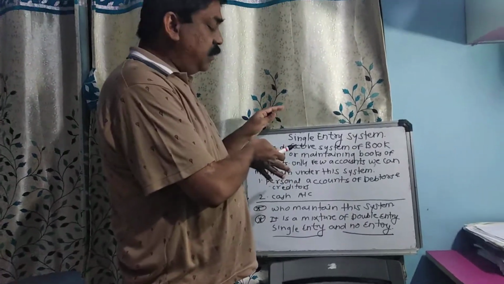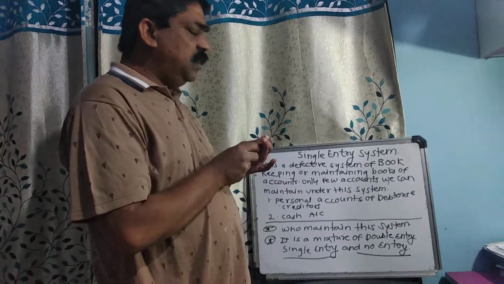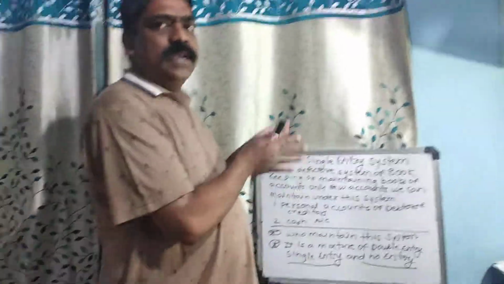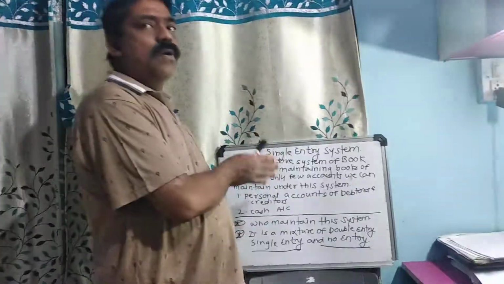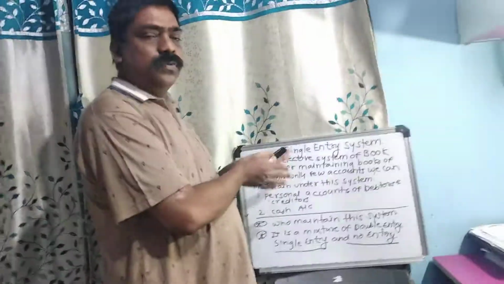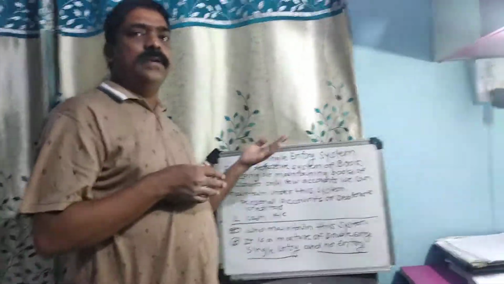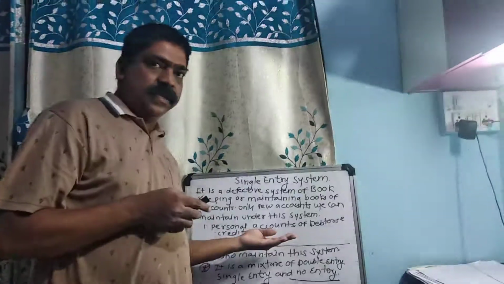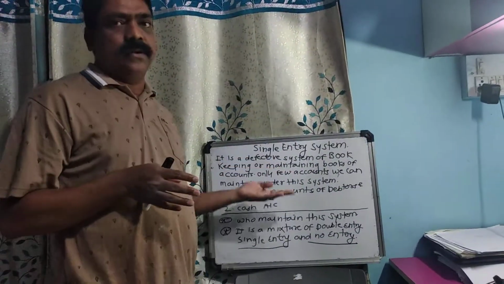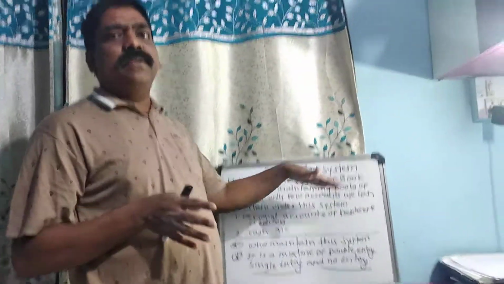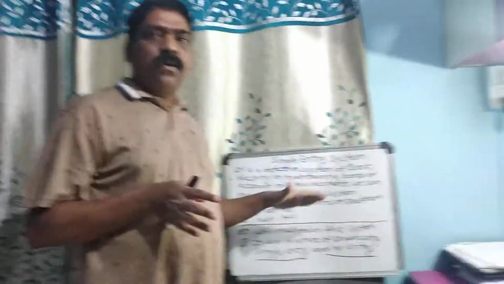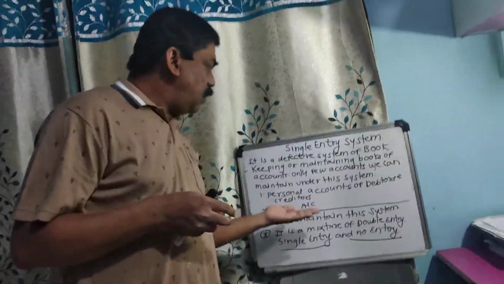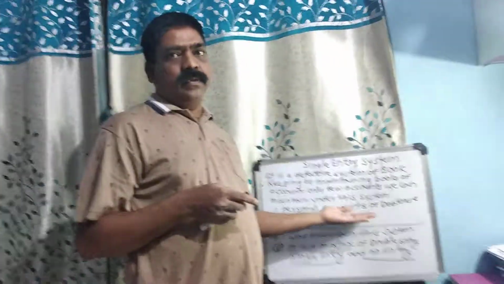Why? Because, see, to prepare final accounts, we should have all records relating to our expenses, all records relating to our incomes, all records relating to our assets, and all records relating to our liabilities. So they cannot maintain these records. That's why they cannot maintain final accounts like trading account, profit and loss account, and balance sheet. That's why it is called a defective system of bookkeeping.